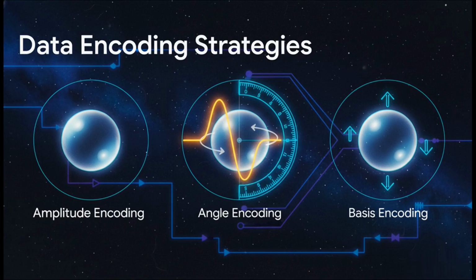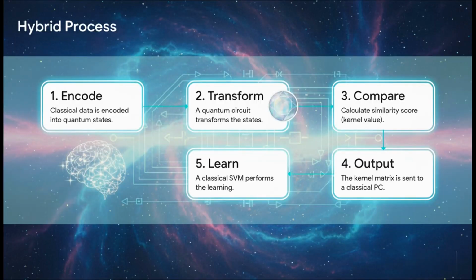The source material talks about a few ways to do this, but a really popular one for today's hardware is angle encoding. You literally turn the features of your data into the rotation angles of quantum gates. It's practical and pretty robust, which is absolutely key for the noisy quantum computers we're working with right now. And this slide just illustrates the entire workflow beautifully.